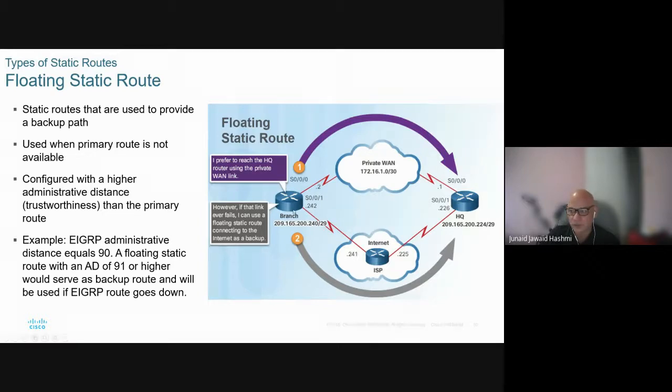So this is a backup route. So one is the private WAN, private link, the other one is through internet. Well, any link through internet is less secure, so this is the primary link. This is just as a backup. So once this link is up, then this will be used as the primary link.